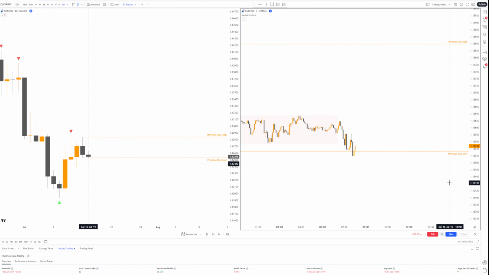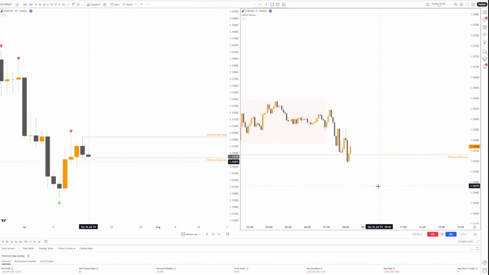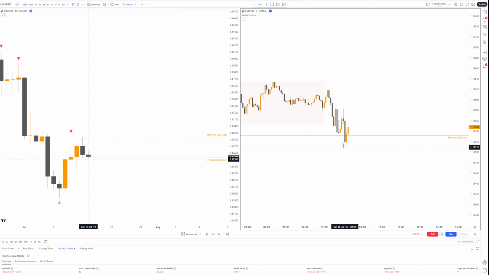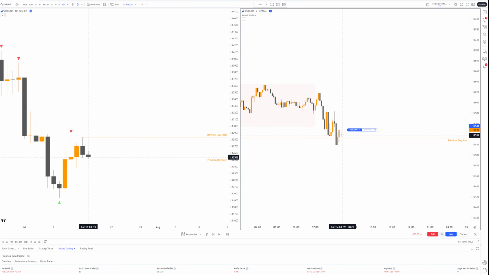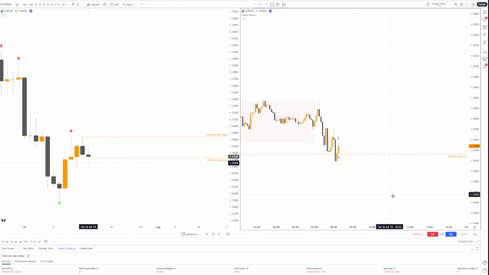Okay, there you have it. In reality I should have entered the trade. I've moved the replay button too quickly. I should have entered here. Can I get a pullback? But you know what, let's just take the trade. Place my stop loss below here. Buy. That's TP. Stop loss below here.